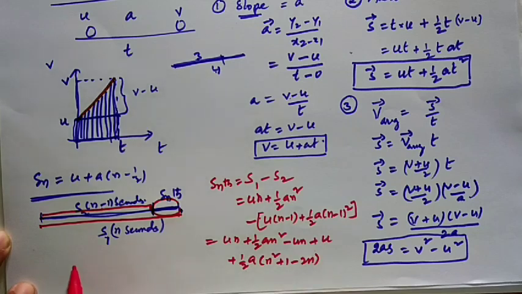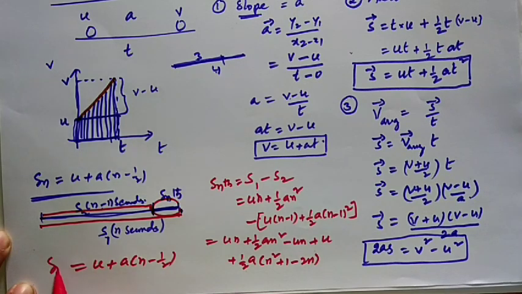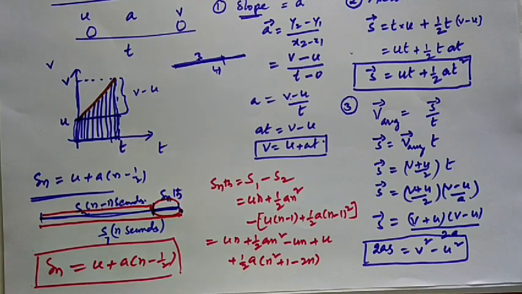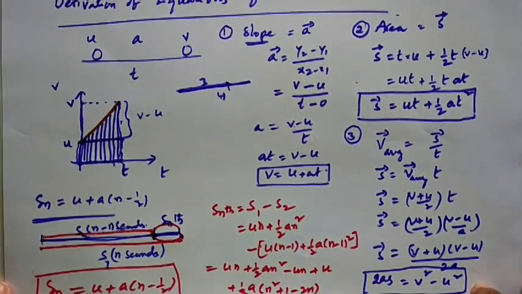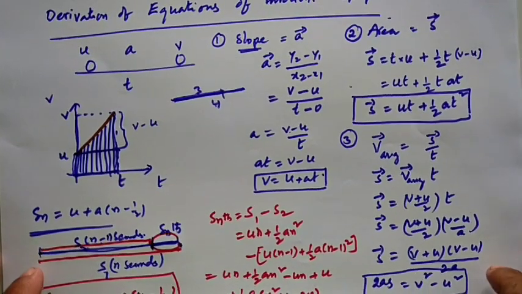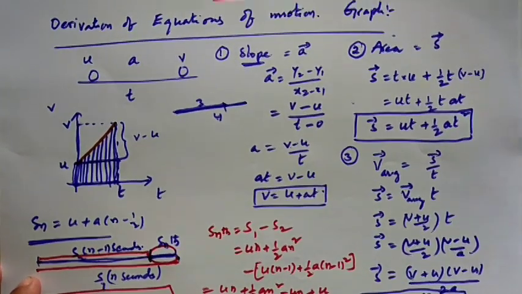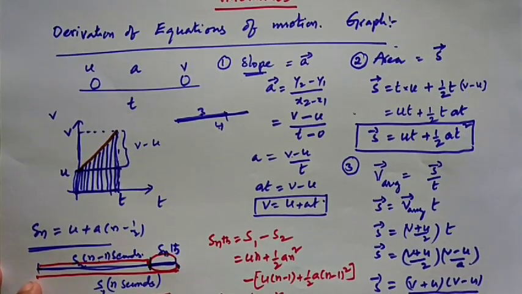Now if you simplify that, you will get the equation u plus a into n minus half. This is our distance traveled in the nth second formula. Clear? In this way, one can very easily derive equations of motion from the graphs. Got my point? Very good. Now let us see some more important points regarding graphs.